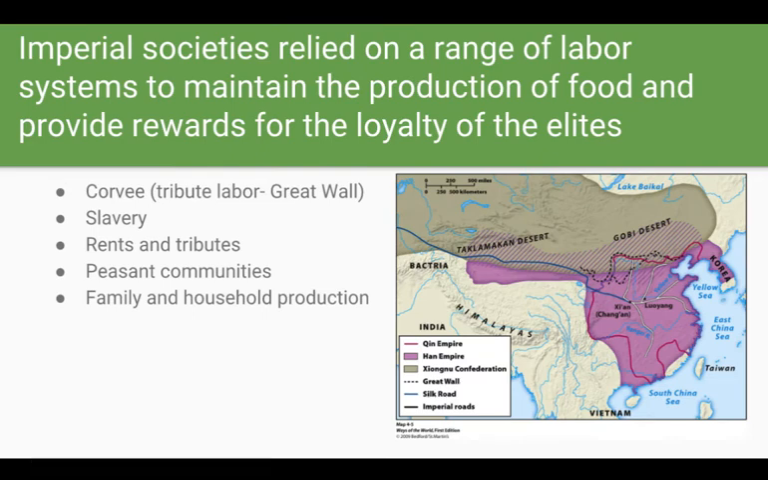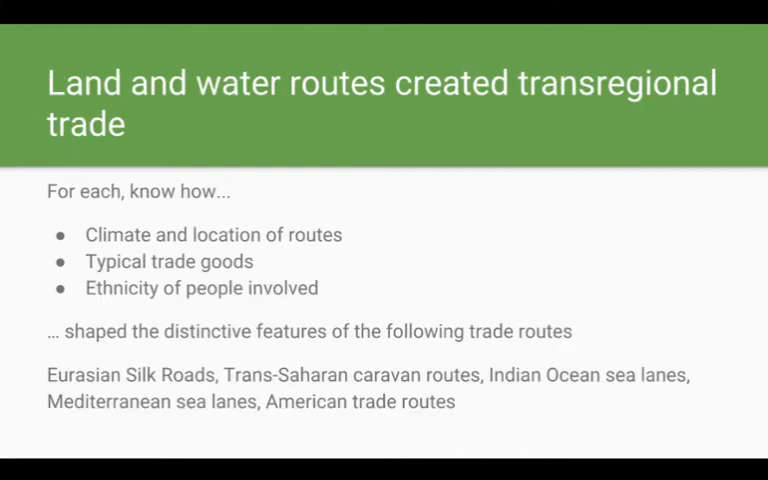They also relied on a range of labor systems. Corvée is a system of labor in which instead of paying taxes, the citizens of a country are required to provide labor to the government, and the Great Wall of China was built that way, and that is shown here on the map in this dotted line. Slavery, of course, paying rent and tribute, communities of peasants that produce food primarily, and also, of course, production on a smaller scale in households.